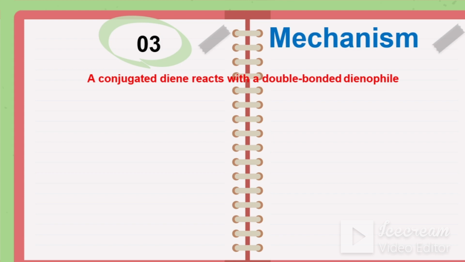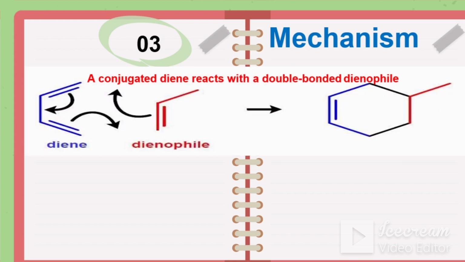Then mechanism. A conjugated diene reacts with a double-bonded dienophile. See here, the diene has 4 pi electrons, here 2 and here 2, that is 4 pi electrons, and the dienophile has 2 pi electrons. They both react by a concerted mechanism, then form cyclohexene.